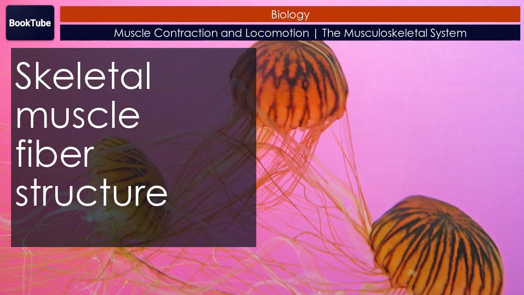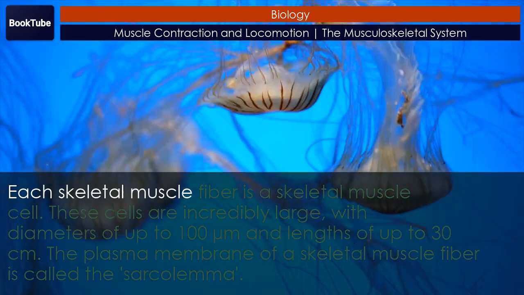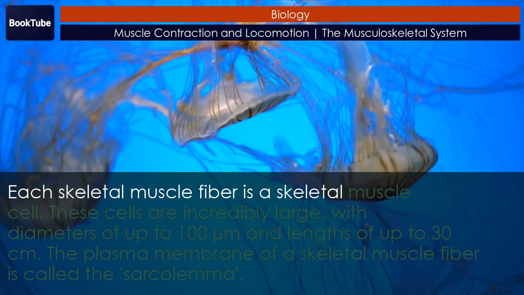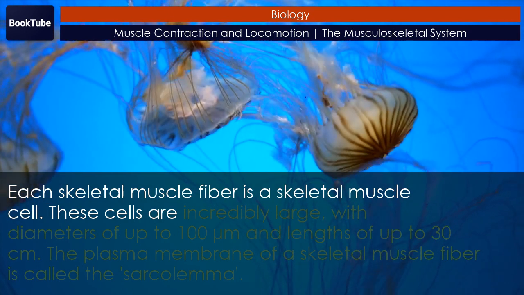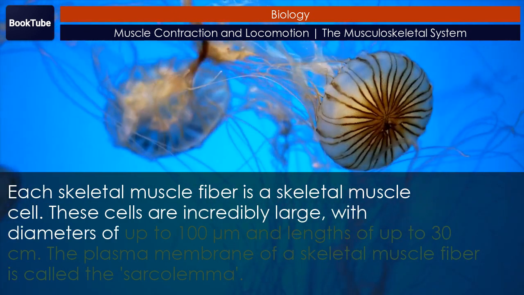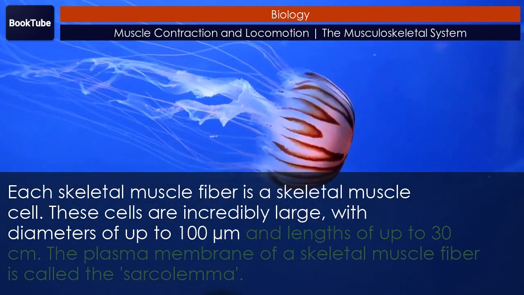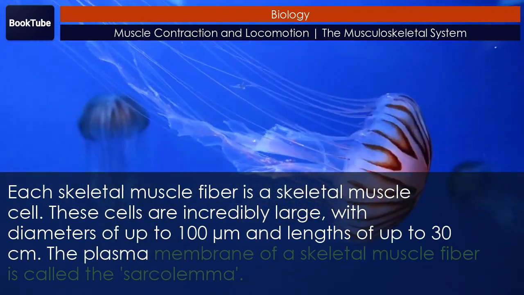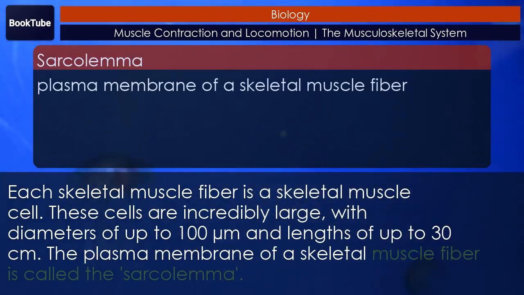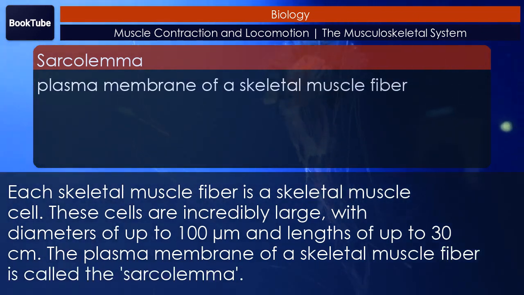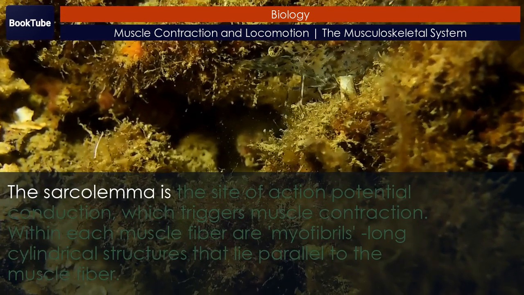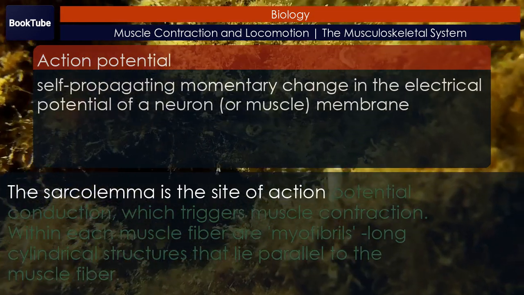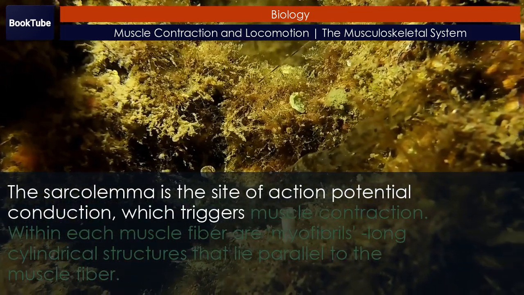Skeletal muscle fiber structure. Each skeletal muscle fiber is a skeletal muscle cell. These cells are incredibly large, with diameters of up to 100 micrometers and lengths of up to 30 centimeters. The plasma membrane of a skeletal muscle fiber is called the sarcolemma. The sarcolemma is the site of action potential conduction, which triggers muscle contraction.